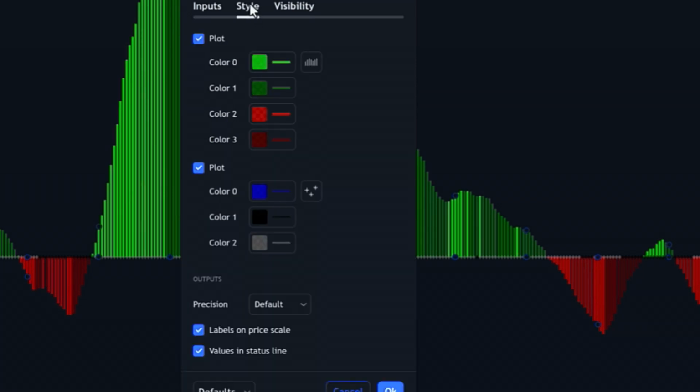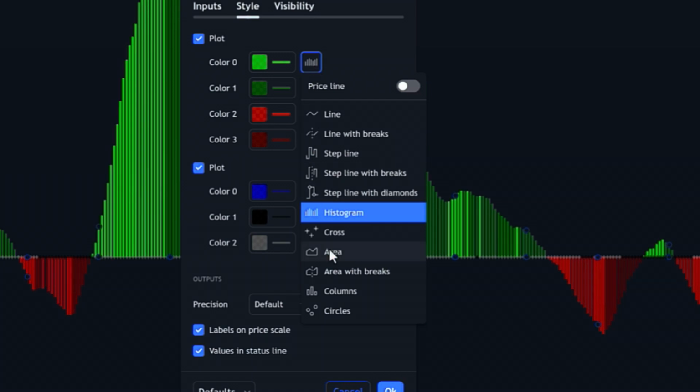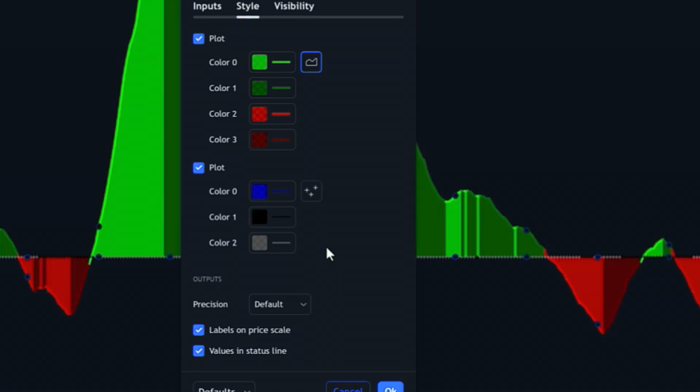Now, let's move on to the Style tab. Change the first plot option to Area. This will fill the area under the plot, making it easier to visualize the momentum. Then disable the second plot. This simplifies the chart, allowing you to focus on the most important information.